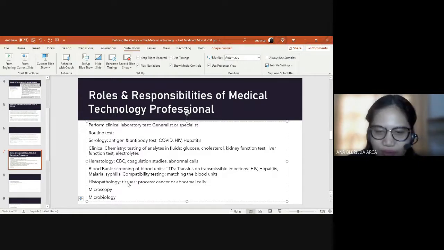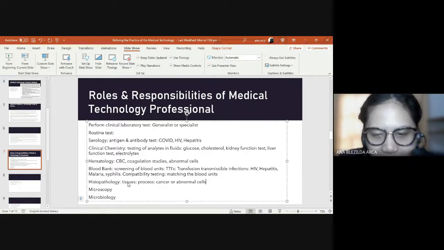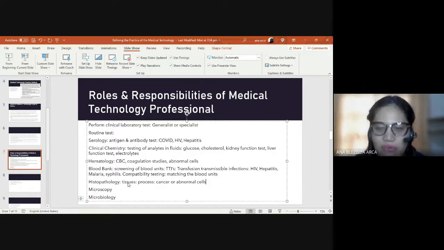Uy, may cancer to. Di ba? Paano kung wala naman palang cancer, nagkamali ka lang? E di yung pasyente, pina-undergo mo ng chemotherapy tsaka radiation. Lalong namatay yung pasyente kasi nga, hindi naman kailangang i-chemo, di ba? 'Yun. So, delikado rin yung histopathology na 'yan.